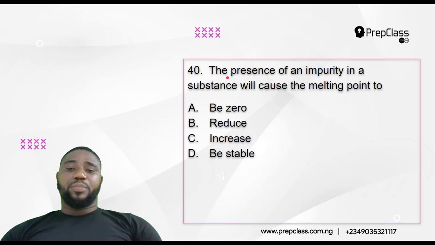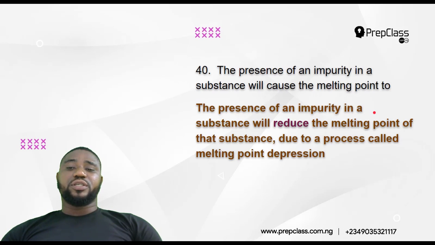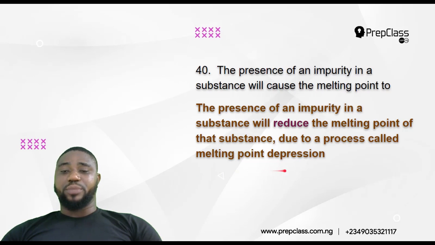40. The presence of an impurity in a substance will cause the melting point to, is it to be 0? Is it to reduce? Is it to increase? Is it to be stable? The presence of an impurity in a substance will reduce the melting point of that substance, due to a process called melting point depression.